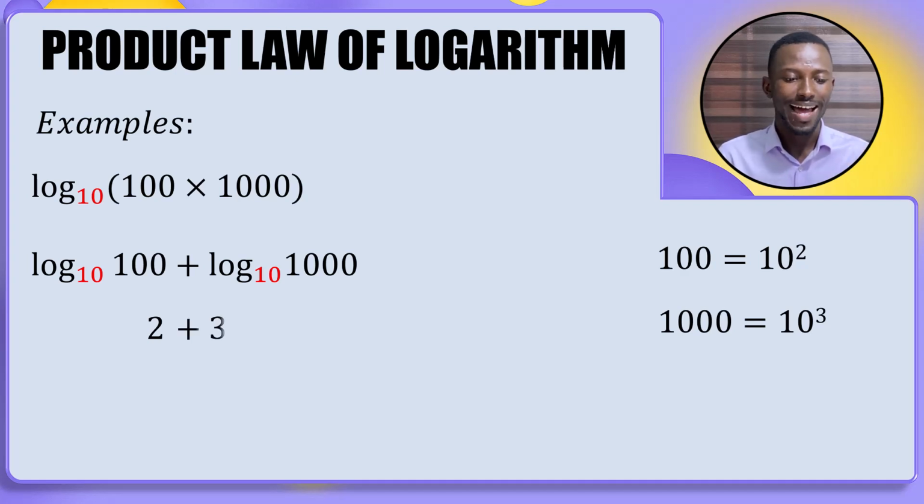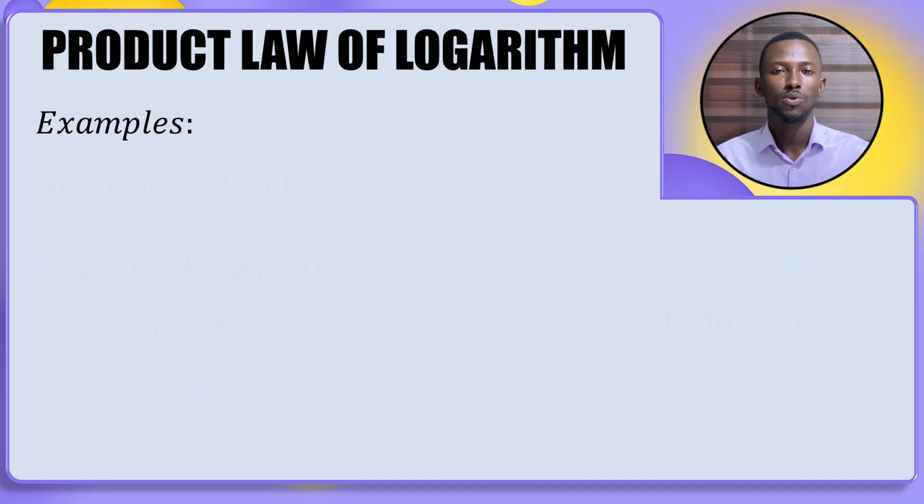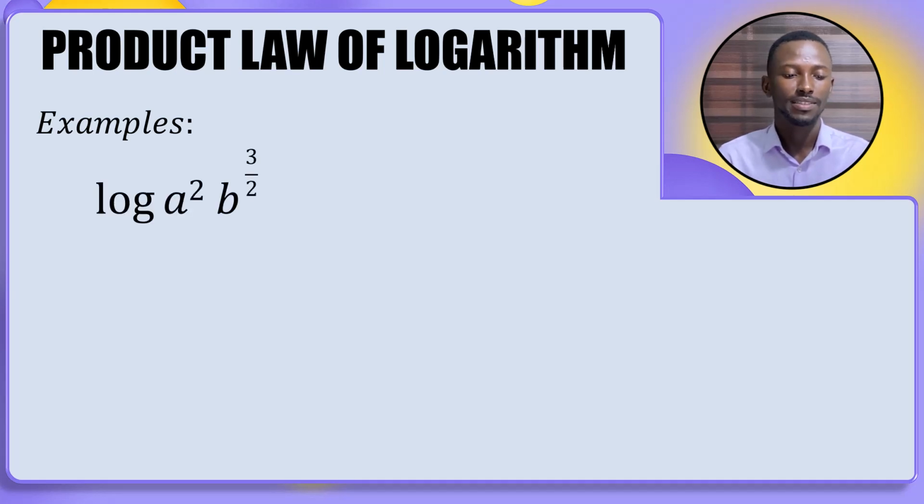So 2 plus 3. If you find this a little confusing, then that basically means you've not watched our introductory lesson on indices. So you can watch the first lesson on indices and this makes complete sense to you. So 2 plus 3 is equal to what? 5. So to put it simply, log base 10 of 100 times 1000 is equal to 5. I think you got that. So you can pause the video or rewatch this particular example and see how best that becomes easy for you to understand.